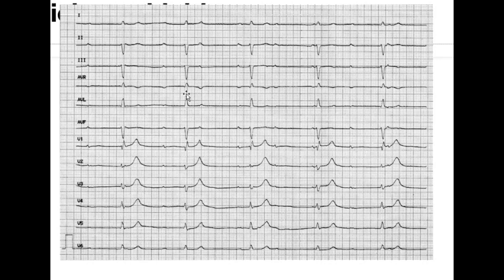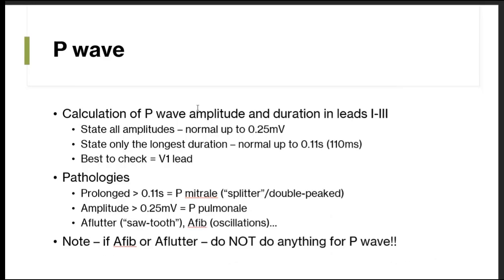So moving on to the P wave, the two things that you're expected to do for the P wave are calculation of the P wave amplitude and then the duration, particularly in leads 1 to 3. For each lead, you're expected to state the amplitude, but you only state the longest duration overall. And the normal values are provided here. In my opinion, the best lead to check is lead V1 or the leads around it, so this would be lead AVF or lead V2, let's say.